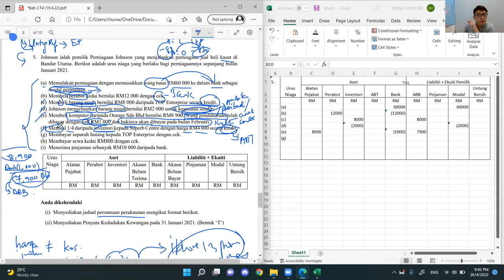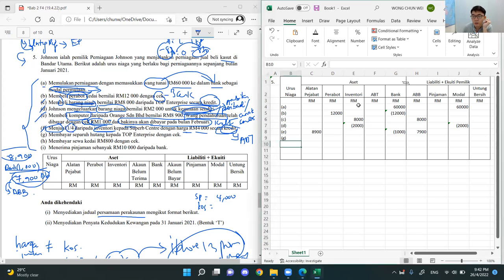Now, read it again. Dia menjual 104 daripada inventory kepada sebuah center dengan harga 4,000. Meaning this 4,000 ringgit is your harga jualan, the selling price. Now, the question is, how much is our cost? And they're giving you 104 daripada inventory. So now you have to do some calculation. Your inventory here is how much? So you use a calculator, you press 8,000 because you owe 8,000 from C. And then in D, you returned 2,000 worth away. So you have to minus 2,000 first. So it goes to 6,000. Right, 8,000 minus 2,000 equals 6,000.